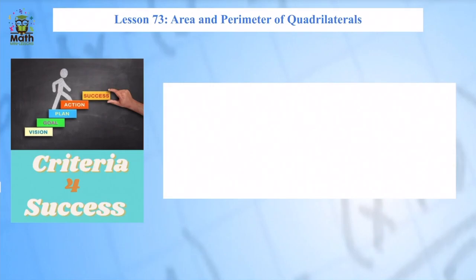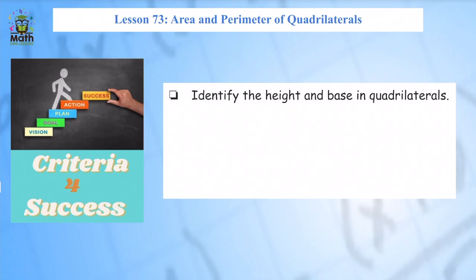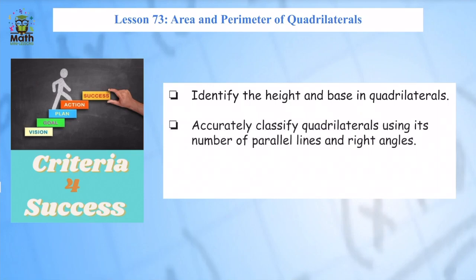Welcome to the very first lesson of our geometry unit, lesson 73, and we're going to work on area and perimeter of quadrilaterals. So in this lesson, here's what I'm going to do, and I want you to pay attention to these steps. 1, watch how I identify the base and height in my quadrilaterals. That's going to be really important to find those two dimensions in order to find area especially.